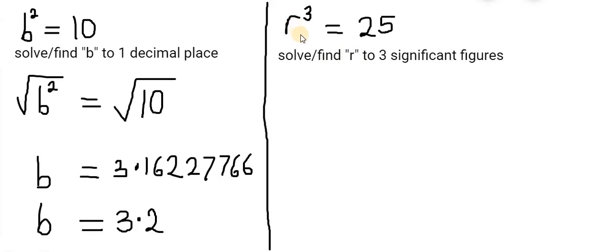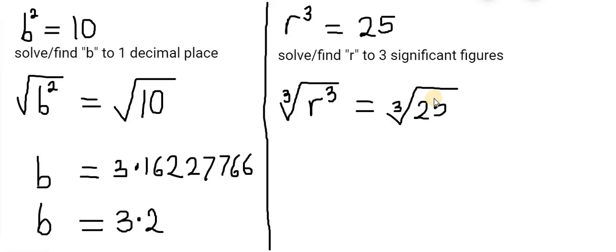Next thing we do, we identify all the things connected to R. In this case, there's only a power of 3, or we can call it a cube. Okay? So to get rid of it, we use the opposite sign, which is a cube root. So we cube root R cubed, or we can call it R to the power of 3. Now, because we've done that to the left of the equals sign, we have to do the same to the right. So we cube root 25. Now, cube root of R cubed, that's just R.